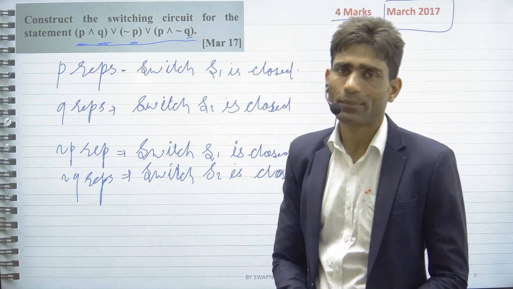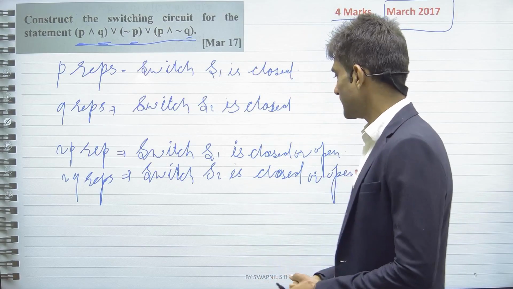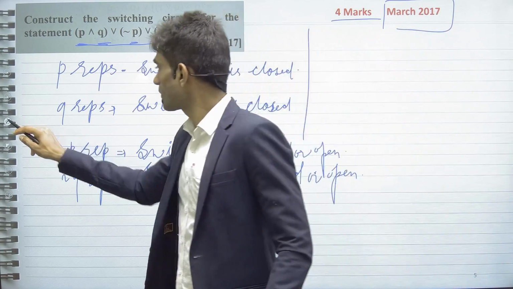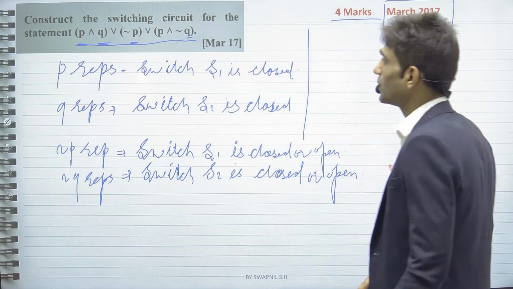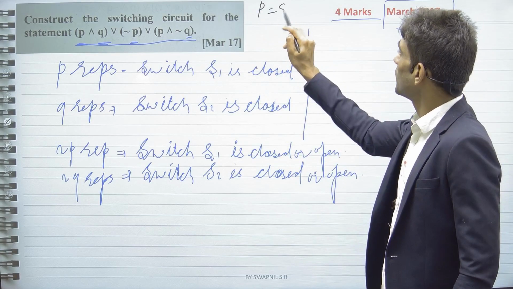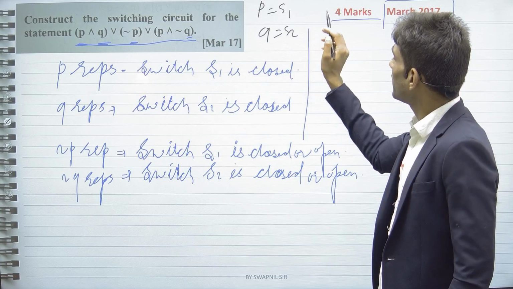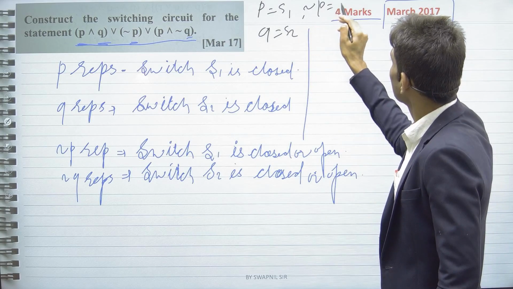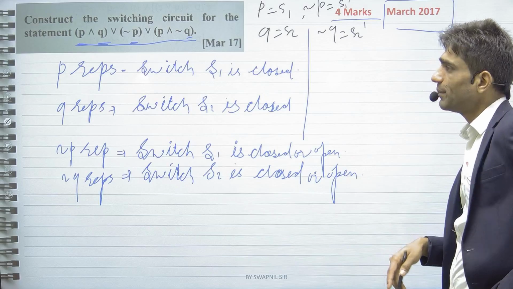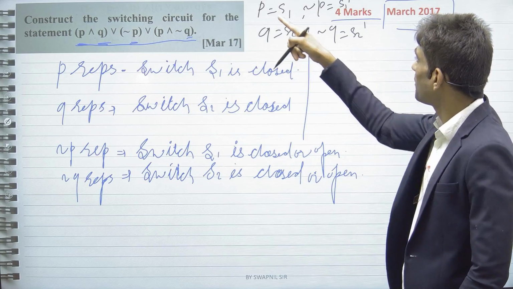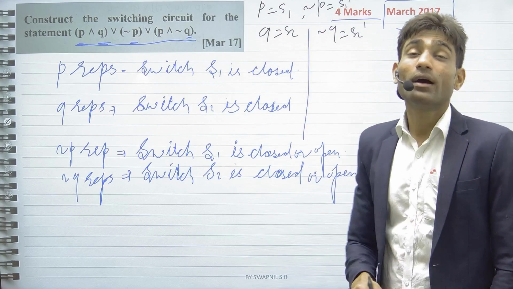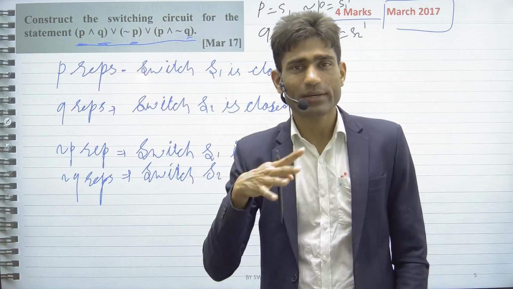Now convert our statement into the form of a circuit. We go for the plotting of our circuit. We have statements P and Q. P represents S1, Q represents S2. Negation of P represents S1 dash, negation of Q represents S2 dash. Replace all of the values in our statement. Between switch P and switch Q we have AND. The AND sign represents series connection, and the OR sign represents parallel connection.